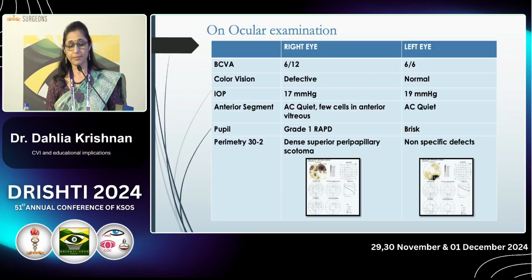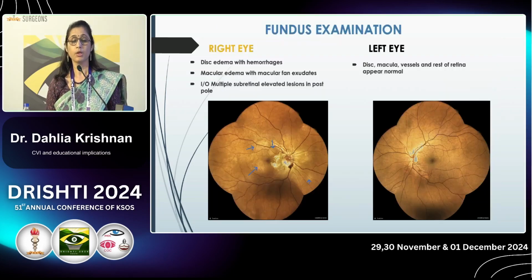On ocular examination, the best corrected visual acuity in the right eye was 6/12 with defective color vision and a grade 1 RAPD. Anterior segment showed few cells in the anterior vitreous. Perimetry showed a dense superior peripapillary scotoma. Left eye was normal. On fundus examination, the right eye showed disc edema with hemorrhages.